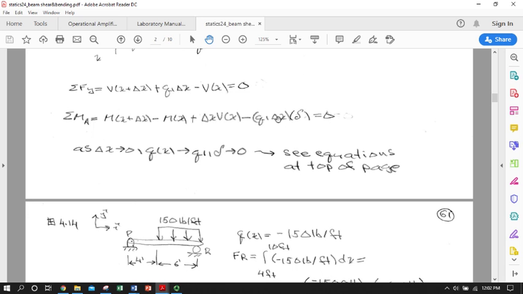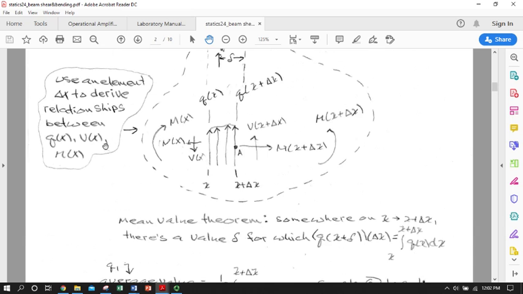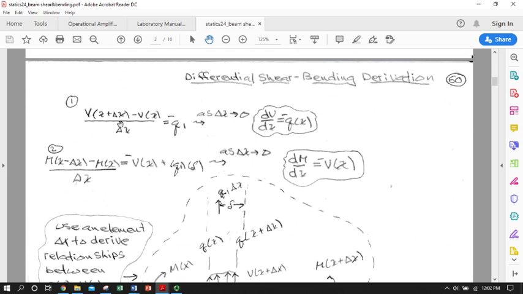And we've defined that to be negative. Okay, now we're going to take these expressions and look at what happens when we rearrange them and then squeeze delta x to 0. So we're going to go back to the top of the page. This is written a little bit different.